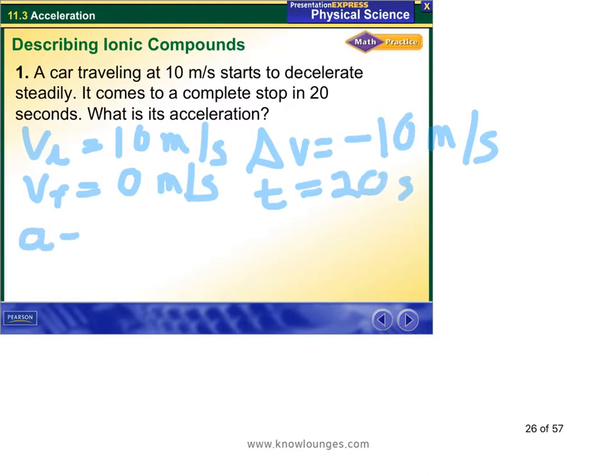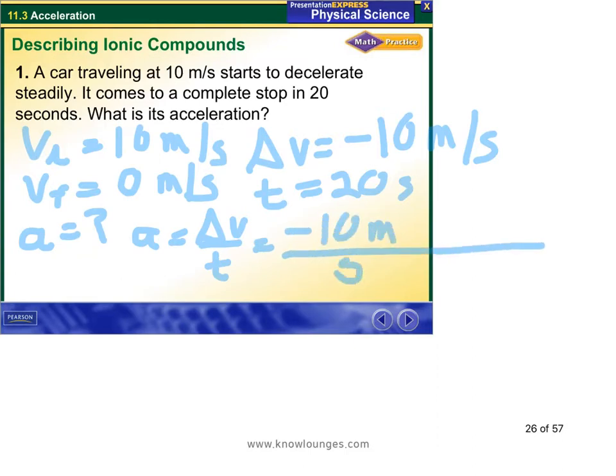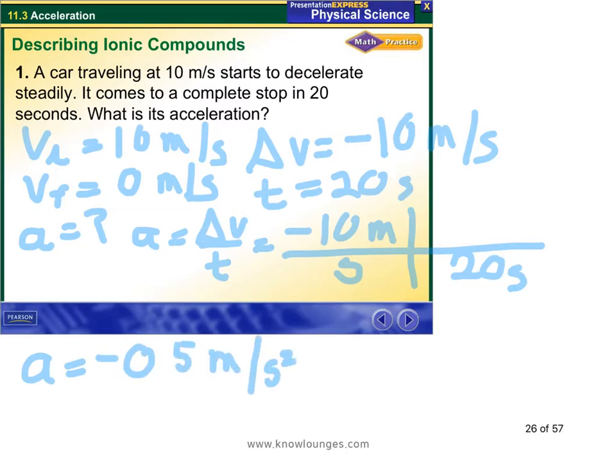Our formula, we're trying to find A, and A still equals delta V over T. Delta V is negative 10 meters per second divided by 20 seconds. Do the division, and we get 0.5, so A is negative 0.5 meters per second squared. And we don't really have a direction listed in there. When that happens, I just like to say it's going forward.